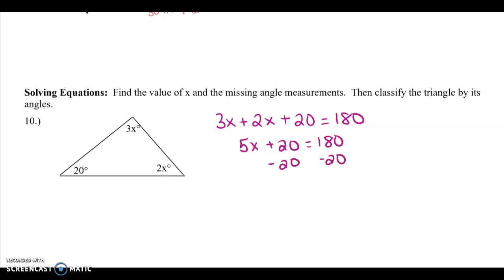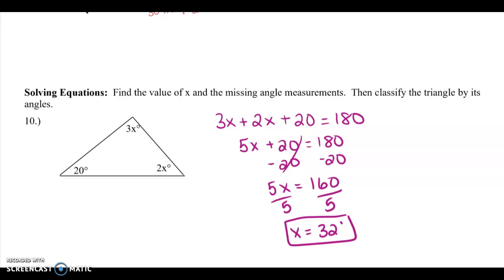Subtract the 20 from both sides. 5x is equal to 160. Divide by 5. So if I do 160 divided by 5, that's going to give me 32. So x is equal to 32 degrees. So find the value of x, done. Find the missing angle measures.